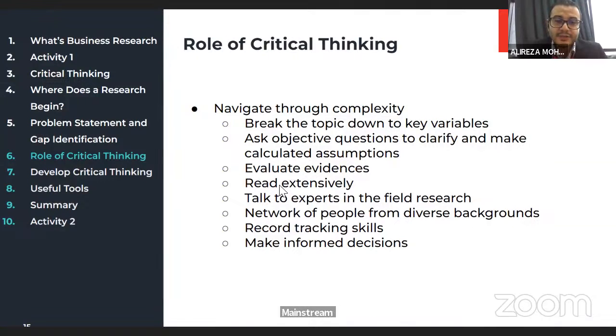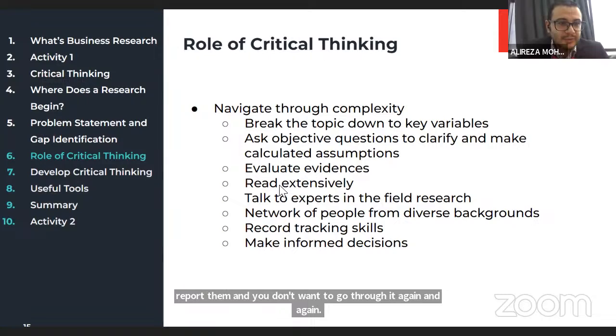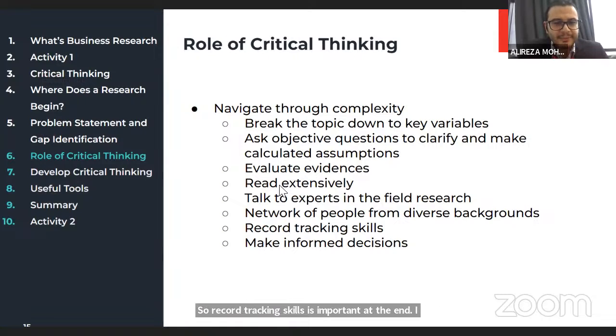Another role of critical thinking is to help you network with people from diverse backgrounds. Through your communications, asking questions, you get to know people. If you ask the right questions, usually people will call you a good, curious person. But it's important to ask the right questions and to avoid asking redundant or repeated questions. When you ask questions, the answers you receive, you want to record them and you don't want to go through them again and again. So record tracking skills are important. At the end, I will introduce some tools that will help you do that. The role of critical thinking would also be to help you make informed decisions based on the evidence you have in hand.